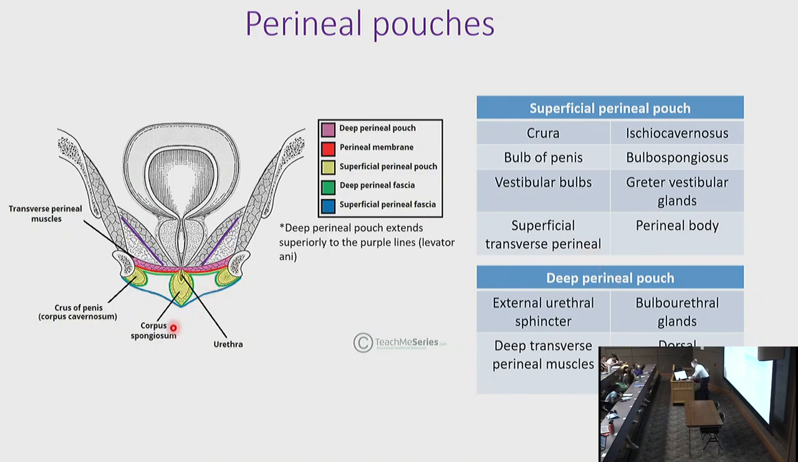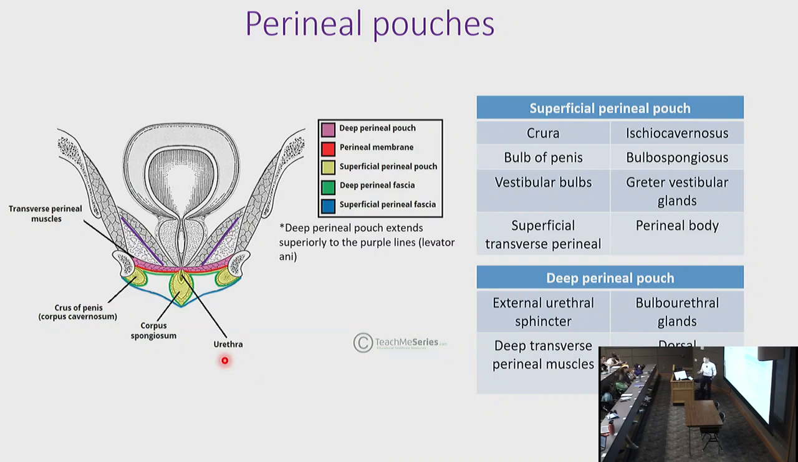So as we're going, this is inferior, this is superior. This is a coronal cross-section. It is important when we're talking about superficial and deep perineal pouches. I mentioned this in lab as well. We are saying superficial and deep. We are not saying superior and inferior because the relationship would be flipped.